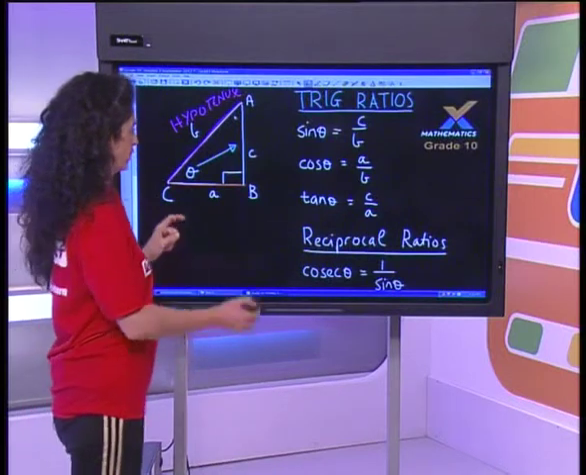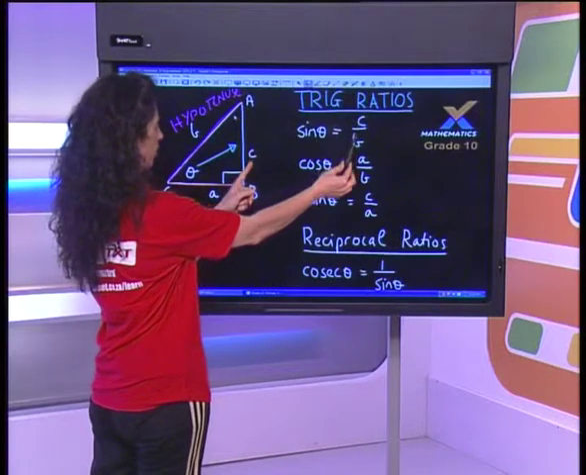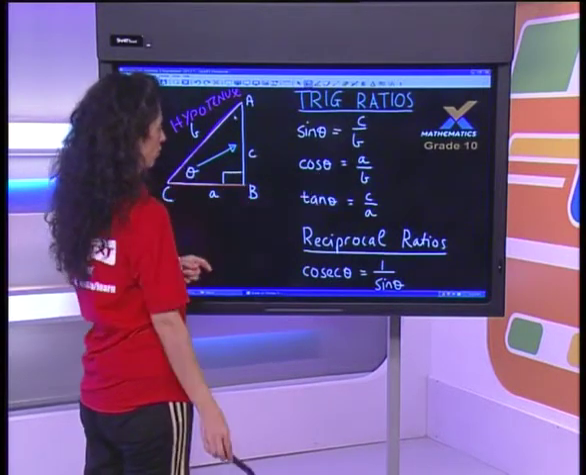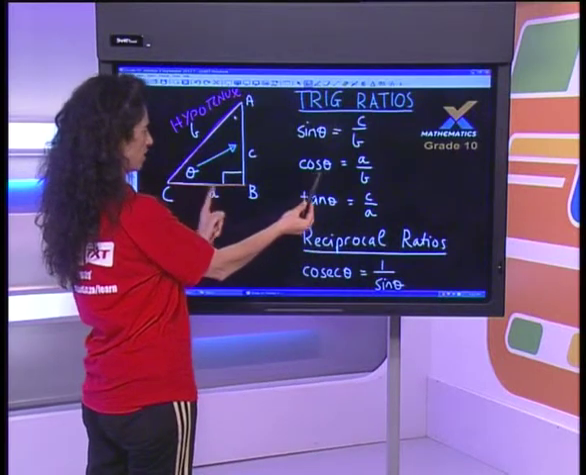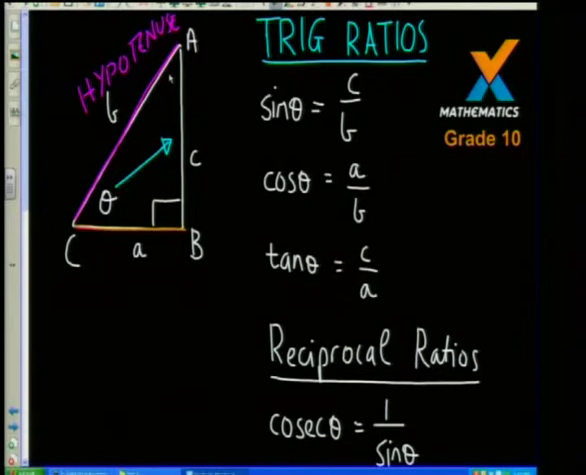So let's look at the definitions. For sine, we need the side opposite, which is C, and we need it divided by the hypotenuse. So we've got the fraction C over B. Cos theta is the adjacent side over the hypotenuse, so that would be that fraction there. And tan theta is the opposite side, which is C, over the adjacent, so C over A would define tan theta.